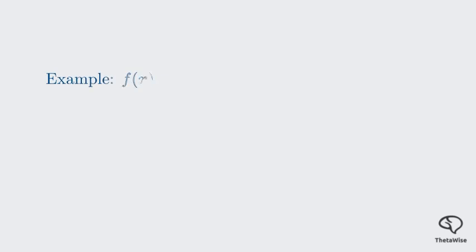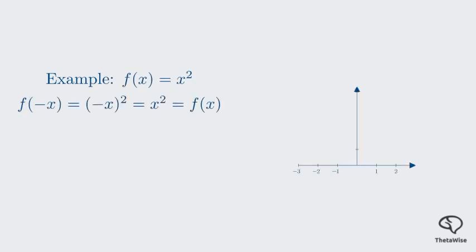A classic example is f of x equals x squared. Let's test it. f of negative x is negative x squared, which is just x squared. And x squared is f of x. So f of negative x equals f of x, confirming it's an even function. You can see the symmetry in its parabolic graph.